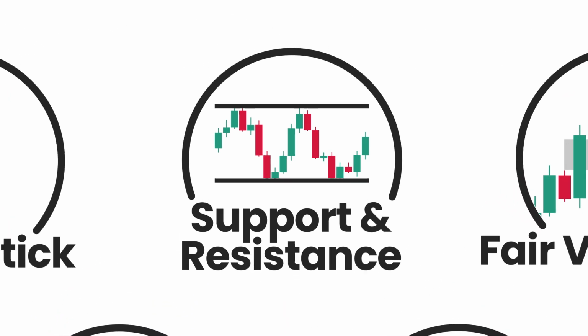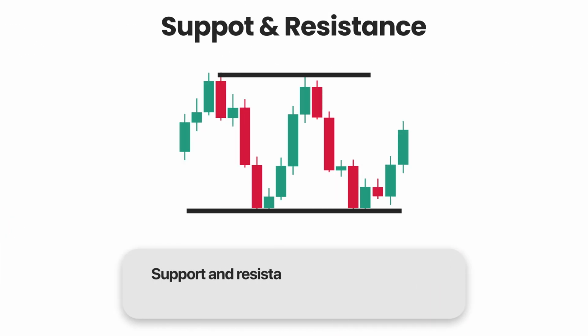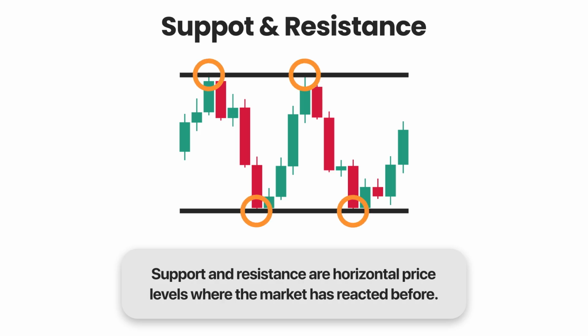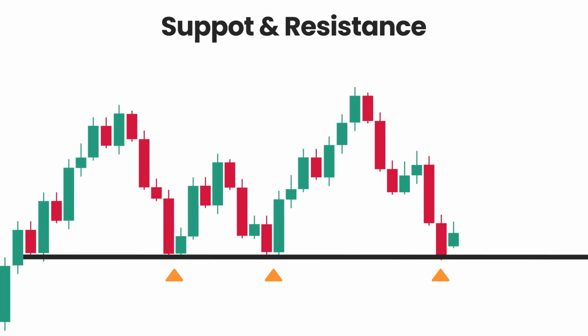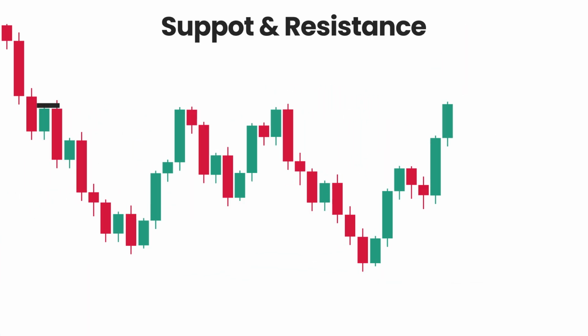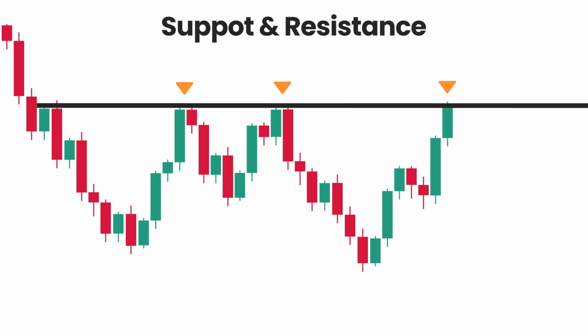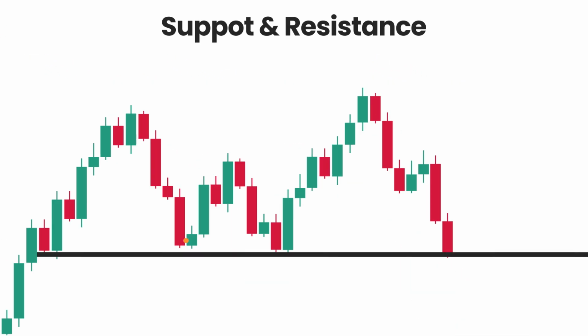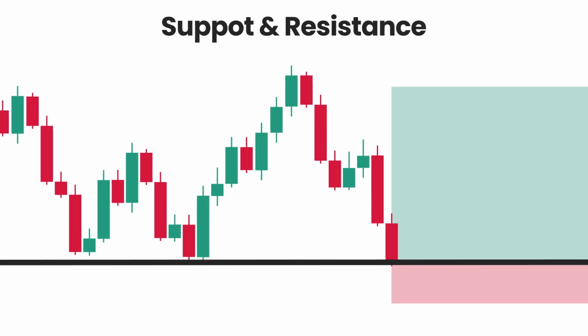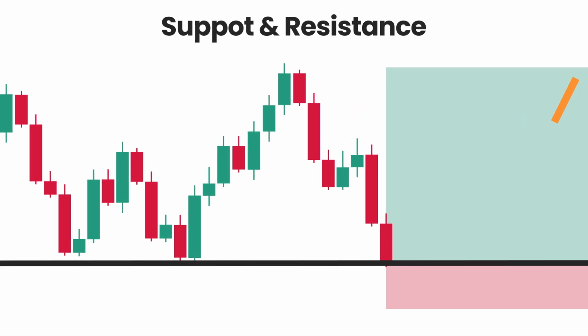Support and resistance. Support and resistance are horizontal price levels where the market has reacted before. A support level is found below the current price and acts as an area where buyers may step in. A resistance level is found above the current price and acts as an area where sellers may step in. Since price has already respected these levels in the past, traders often use them as possible zones for future reactions.